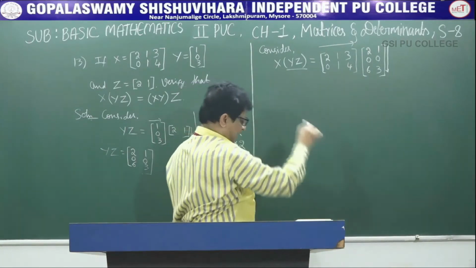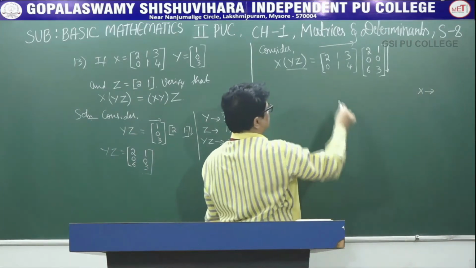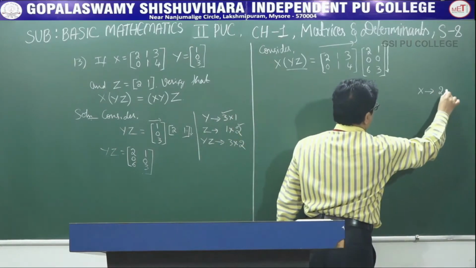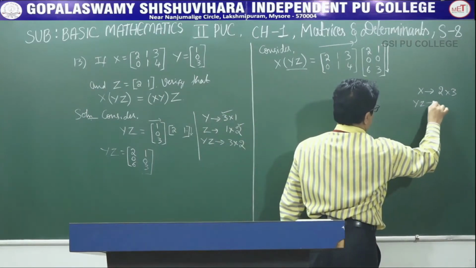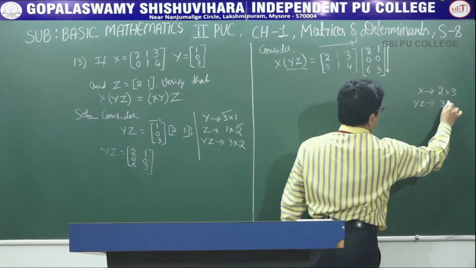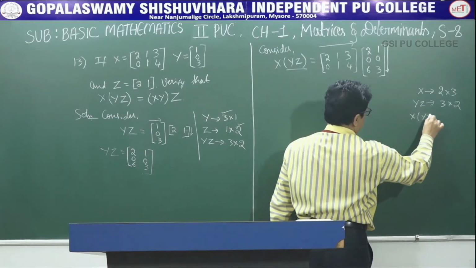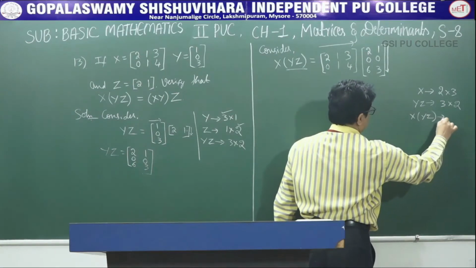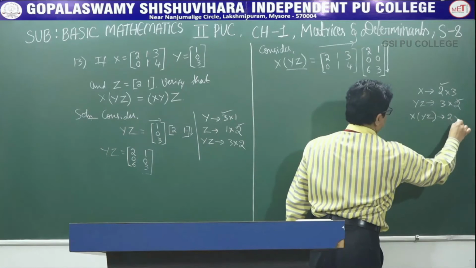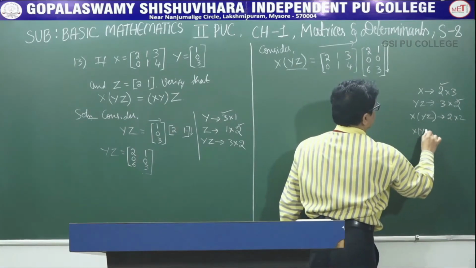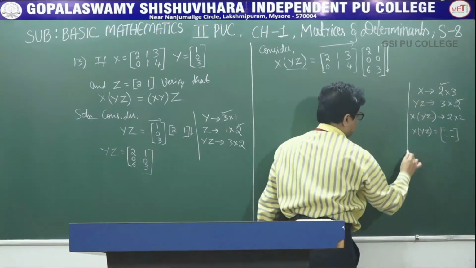Here matrix X has an order 2 into 3 and matrix YZ will be of the order 3 into 2. So the product X into YZ matrix will have the order 2 into 2. That means the matrix XYZ will have 2 rows and 2 columns.